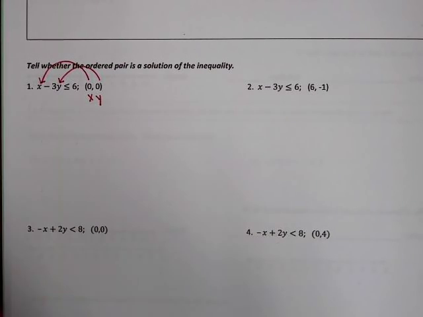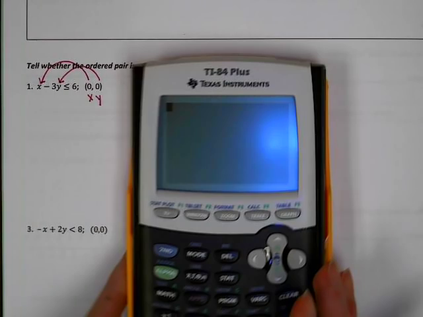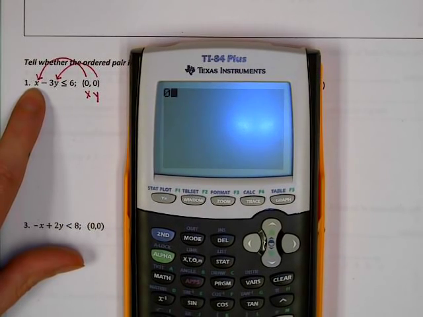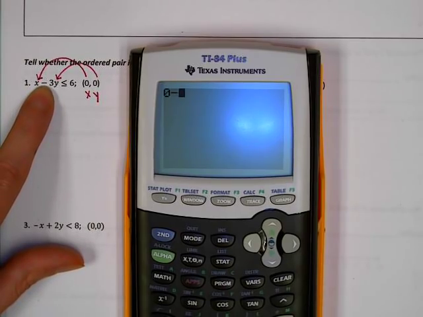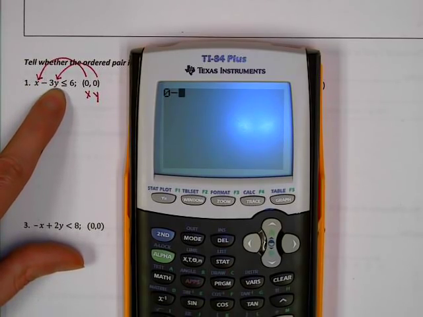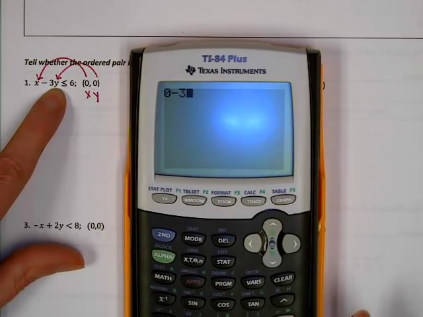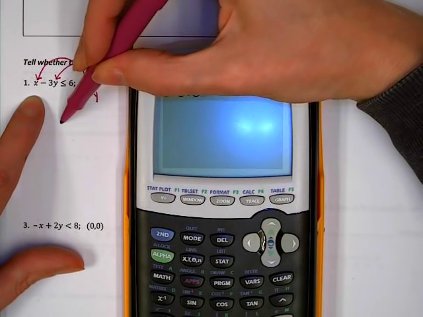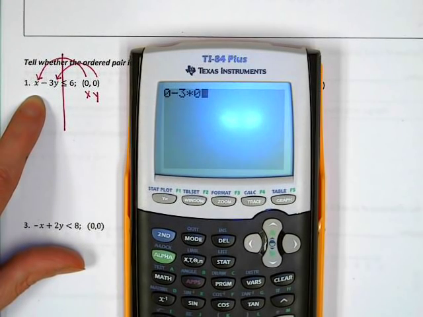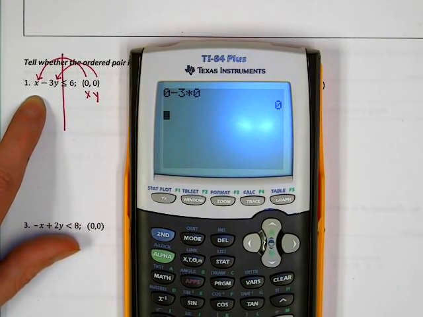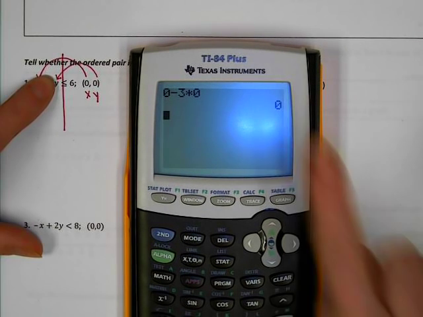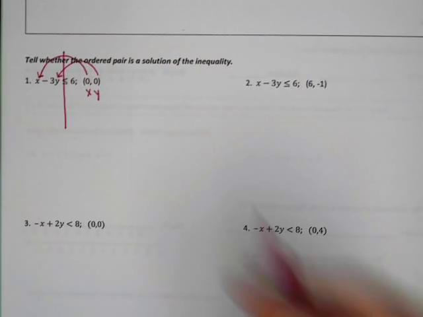All right, so on the calculator here, I am just going to do it straight on here. So X is 0, and then we have minus 3 times Y is 0, so 3 times 0. And then I want you to hit equals. So don't type in the 6, just hit equals. We got 0. All right, so when we plugged in 0 and we plugged in 0, we ended up with 0.